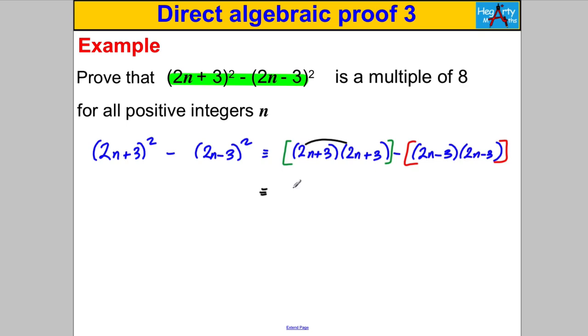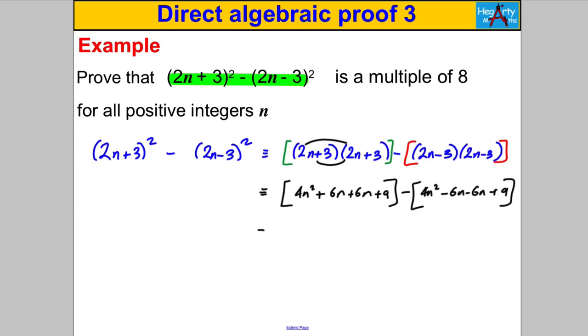2n times 2n, that's 4n squared. 2n times 3 is add 6n. 3 times 2n is add another 6n. 3 times 3 is 9. Square bracket, take away the answer when you do this. Now you should be able to do this quickly. I would get 4n squared, subtract 6n, subtract 6n, add 9.